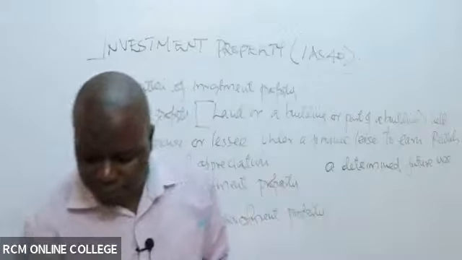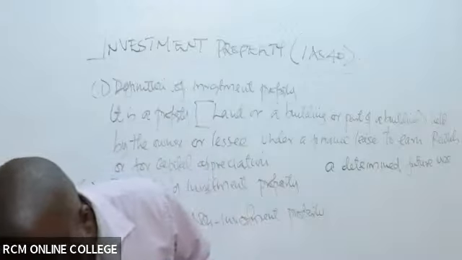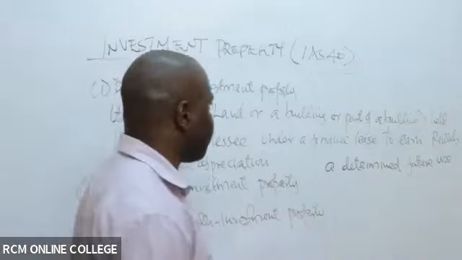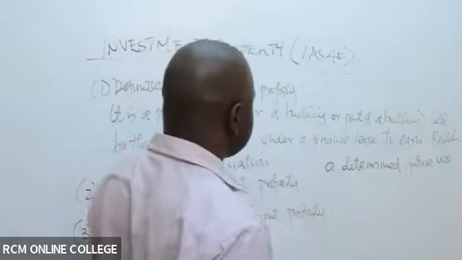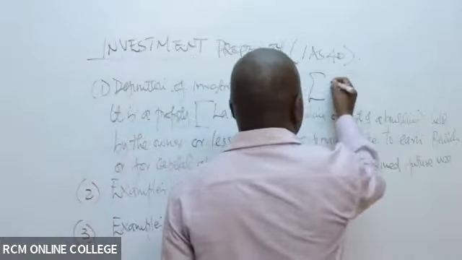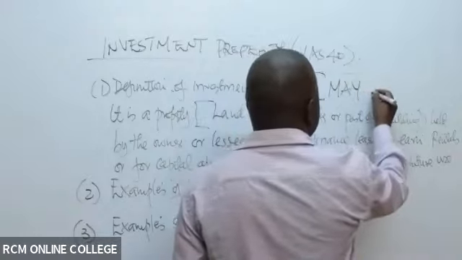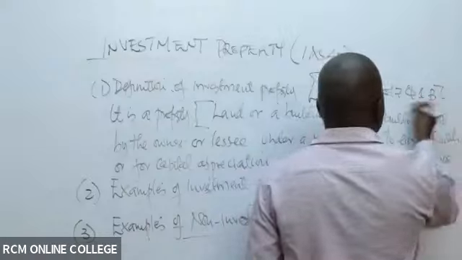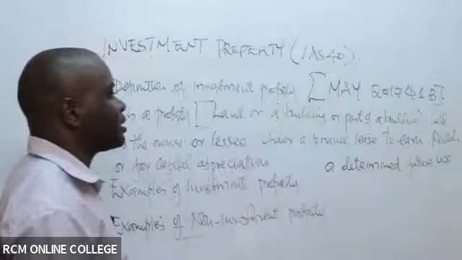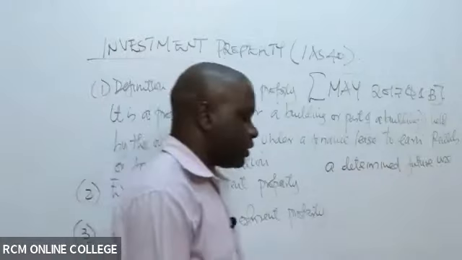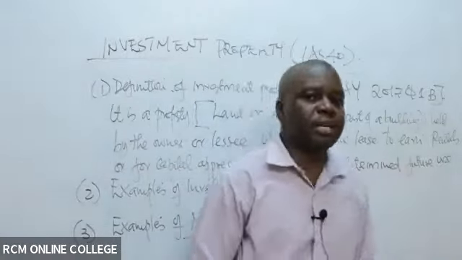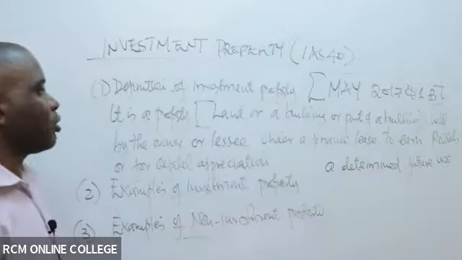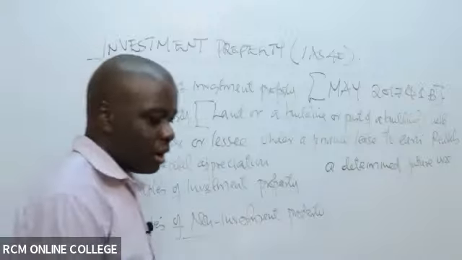You can make a reference to a question that was tested regarding that area. You can write May 2017, question number 1B, with a red pen or something. They were testing what is investment property, which kind of properties can be investment properties, and which kind of properties won't be.